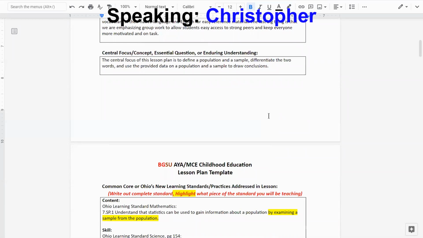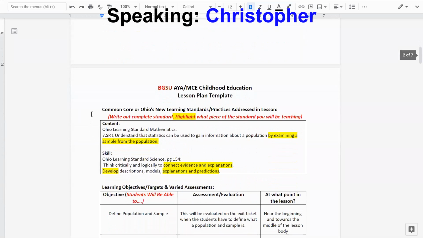The central focus and idea of this lesson plan is that we are going to present and define the two words of population and sample. We're going to figure out what the differences are between those two vocabulary words, and then use provided data on a population and a sample to find and draw conclusions based on what's happening. So here are our content and skill standards that we're addressing from our standards.